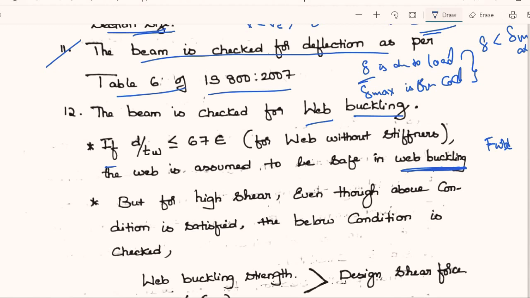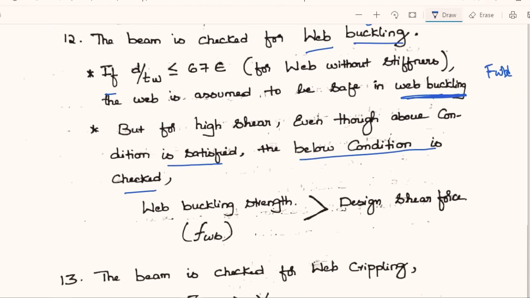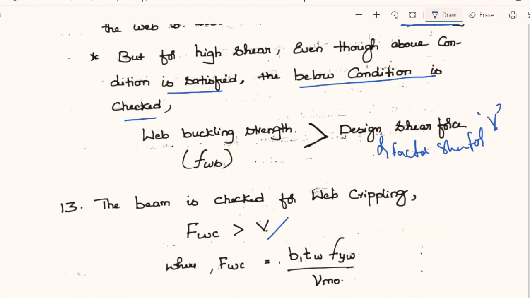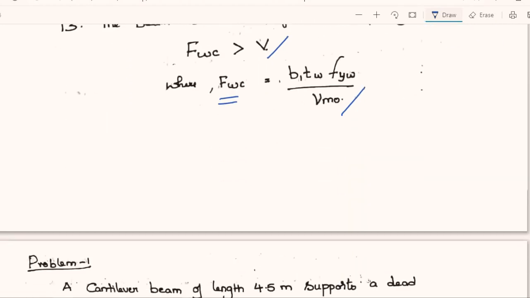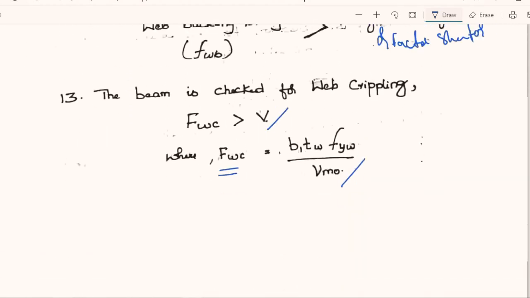even though the above condition is satisfied, the below condition is checked. Okay, if it is a high shear condition, then even if the above condition is satisfied, you have to check this condition. What is that? The web buckling strength FWB should be greater than the design shear force. Of course, you know the expression for FWC, and this is the expression. So these are the 13 steps that you need to follow in order to design a laterally supported section.